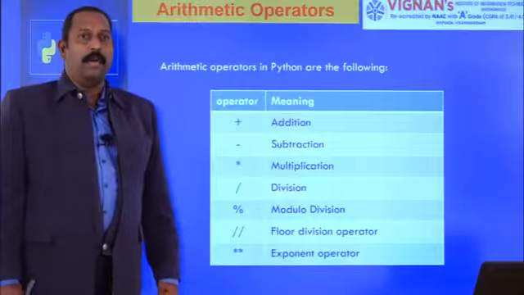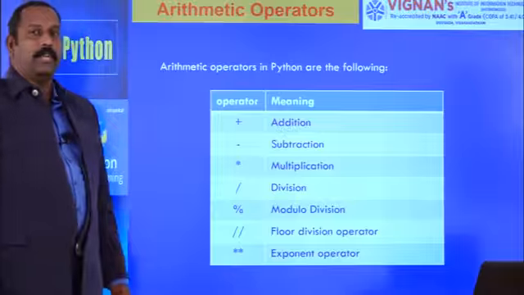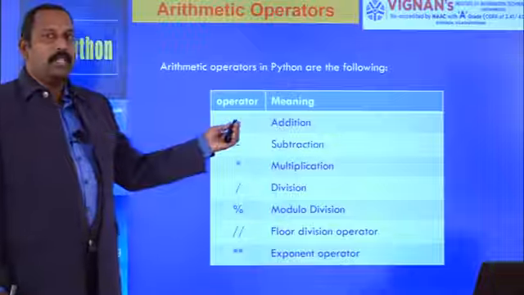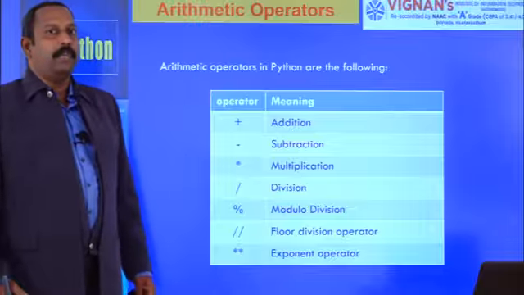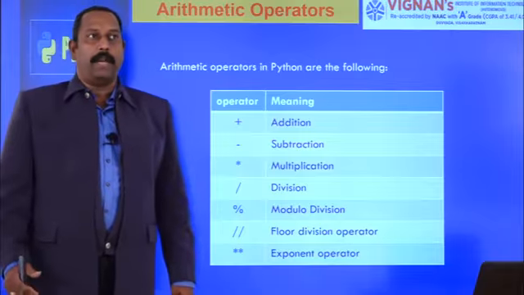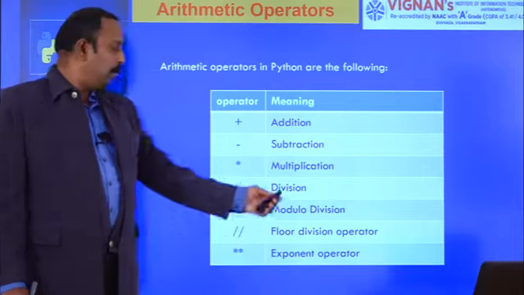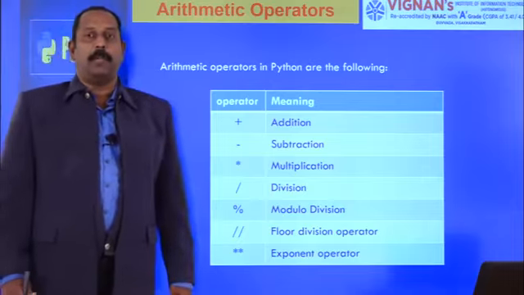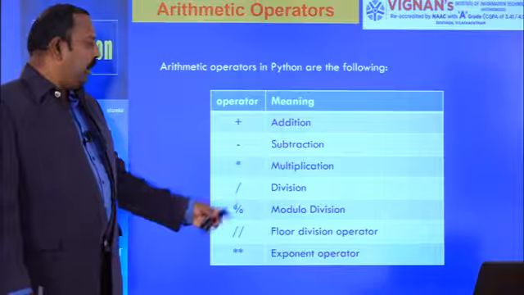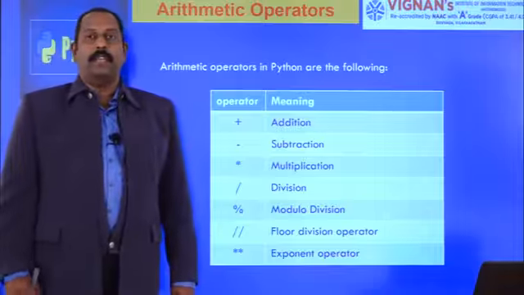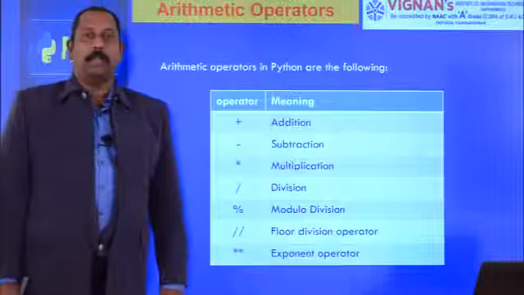The first one is arithmetic operators in Python. These are the arithmetic operators available. First one is plus, the addition operation. It will add two operands and give the result. Minus is subtraction. Star will multiply two operands. Slash is the division operation, and the division operator always gives the output as a floating point value only. Next is the modulo division, the percentage symbol.